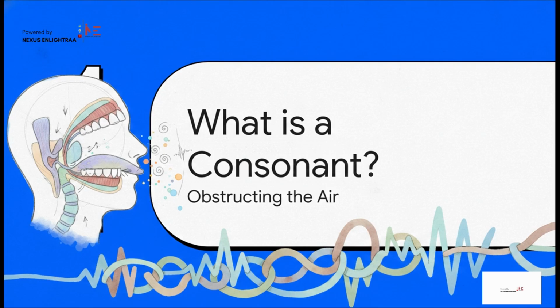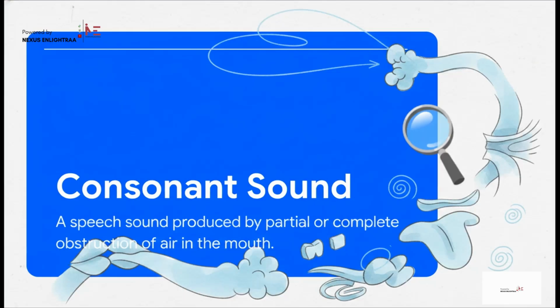What is a consonant? Obstructing the air. So today is all about consonants. Zero vowels, just consonants. And to learn them, we're going to take a really slow, physical journey through your mouth. A consonant sound is officially defined as a speech sound produced by the partial or complete obstruction of air. But what does obstruction actually mean in this context? Well, it simply means that when air comes up from your lungs, you block it, or you stop it entirely, using your lips, your teeth, your tongue, or your throat. The air just doesn't flow freely like it does when you make a vowel sound.